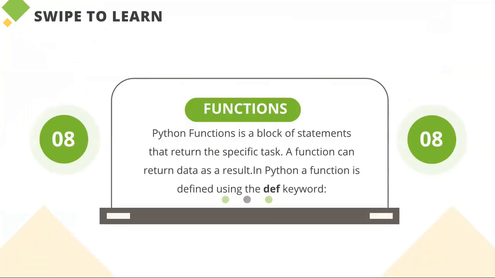So let me start with the definition of what is a function. A function is a block of statements that performs a specific task. So you write the function with a specific task. Like if you call a particular function, it executes and returns the result. So a function always has a result.